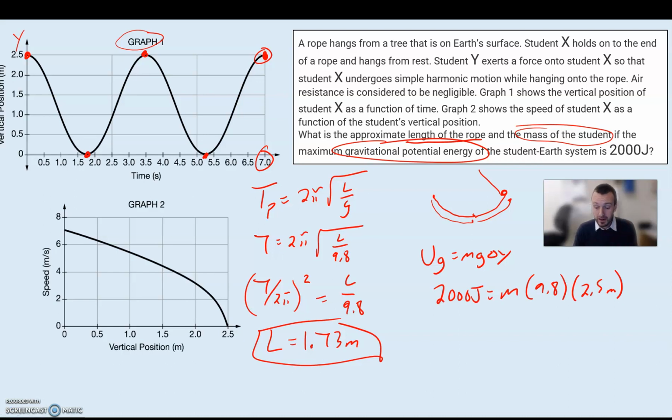My 15 minutes is about to run out, so I'm going to set this up for you guys. You're going to divide both sides by that answer, and you're going to do some algebra. And if you can algebra good, the mass of the kid is 81.6 kilograms.